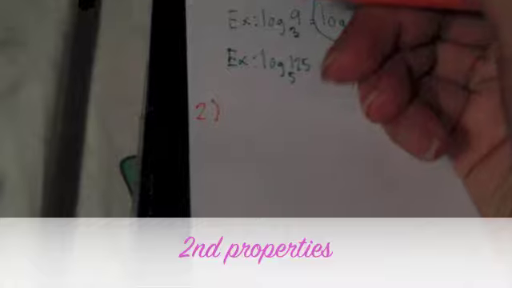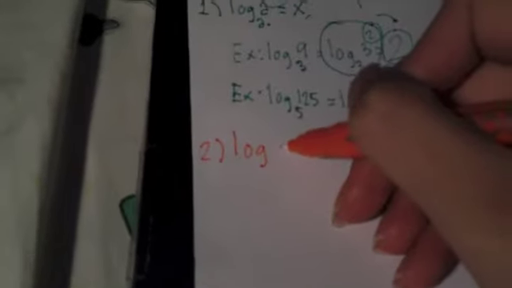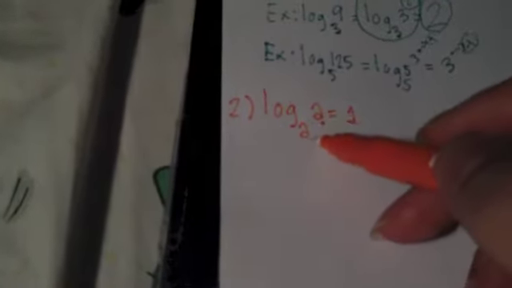Second property is log a in base a is equal to 1. So if the number of the log and the base of the log are the same, the answer is gonna be 1.